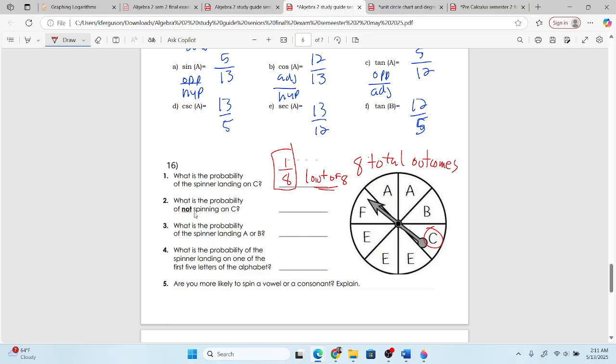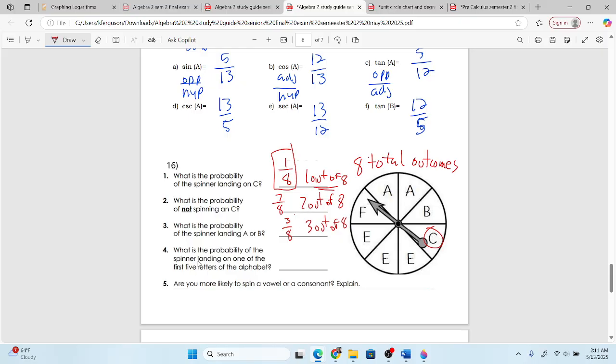What is the probability of not spinning on a C? Well, there's 1 C, so not spinning a C is all of those. That's 1, 2, 3, 4, 5, 6, 7. So that's 7 out of 8. Okay, what is the probability of the spinner landing on A or B? Well, there's 2 A's and 1 B. So that's 1, 2, 3. So that's 3 out of 8. So far, nothing had to be reduced. And this is either or.